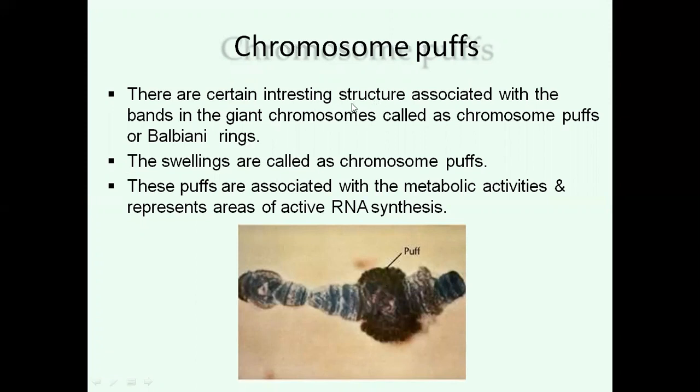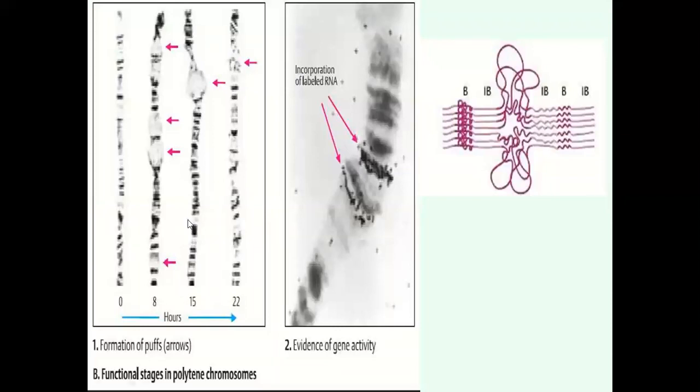There are certain interesting structures associated with the bands in the giant chromosomes, called chromosomal puffs or Balbiani rings. The swellings are called chromosomal puffs. The puffs are associated with metabolic activities and represent areas where active RNA synthesis takes place. So these are chromosomal puffs. At certain places we can see this swelling of the chromosome. So these are Balbiani rings. In this region, RNA transcription takes place.